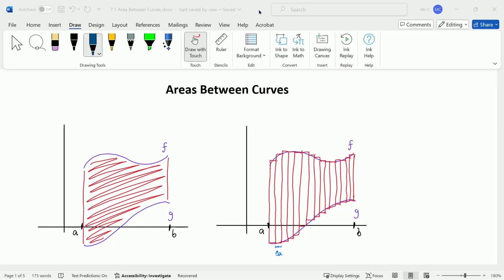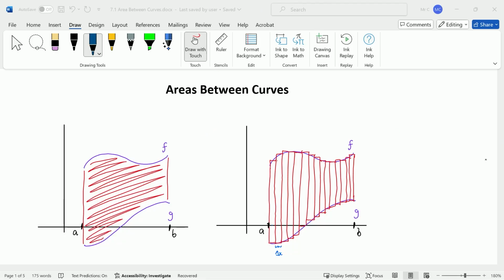Hello everybody, and welcome to our video on areas between curves. So in Calc 1, we addressed areas between a function and the x-axis, but now we're expanding this to pairs of functions, or even more than two functions. So we want to figure out how we can find the area between two functions that we've got a graph for.